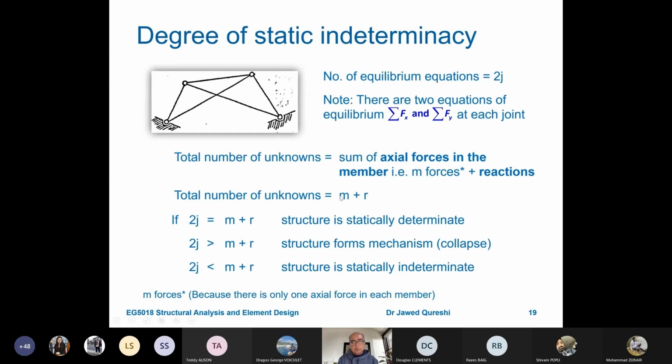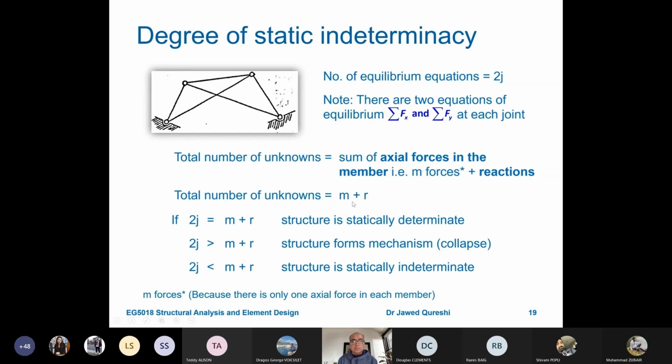In trusses or pin-jointed structures, you can only have tension or compression. That is one axial force, so that's why it's 1 times M. If it was a beam or a frame member, you would have 3 forces: moment, axial force, and shear force. In a beam or frame element, you will have 3M, and R will be revised as well. But this is for pin-jointed structures.